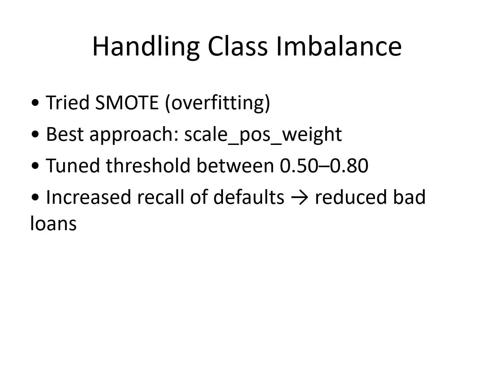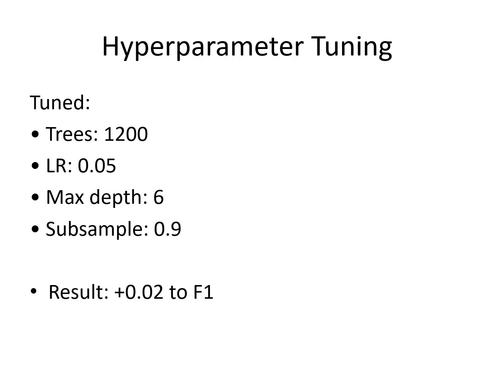I also tuned the decision threshold between 0.5 and 0.8. This was crucial because in a lending context, predicting too few defaults can result in major financial losses. By adjusting the threshold, I significantly boosted recall while still maintaining precision.